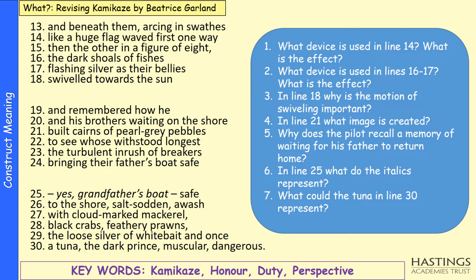And then the last thing there on line 30, it says that once his father caught a tuna, the dark prince, muscular and dangerous. So we've got a metaphor there calling this tuna a dark prince, and what that could represent is perhaps the power of nature. Okay, here nature seems more powerful, more dangerous than anybody else. Okay, it could also maybe represent the pilot himself.